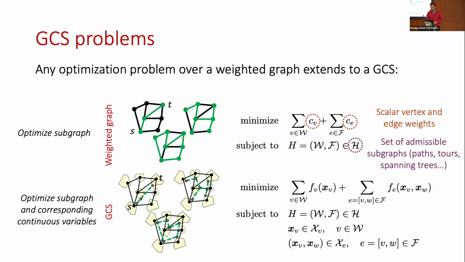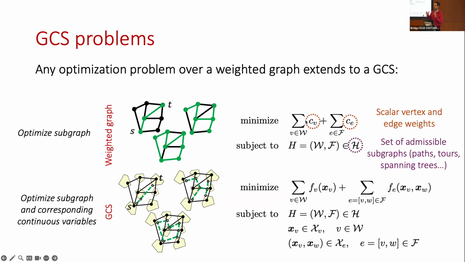So if we want to try to be a little bit more precise mathematically, you can formulate an optimization problem over an ordinary weighted graph, as shown here on the top right. We are given a set, calligraphic H, of admissible subgraphs. This can be paths in your graph for the shortest path problem, rules for the TSP, and so on. Among this list of admissible subgraphs, you are asked to select one, and the one you want to select is the one with the minimum weight.